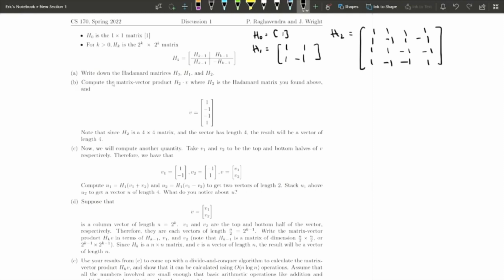3b, compute the matrix vector product H2 times v, where H2 is the Hadamard matrix you found above. Let's just do a bit of matrix multiplication then.